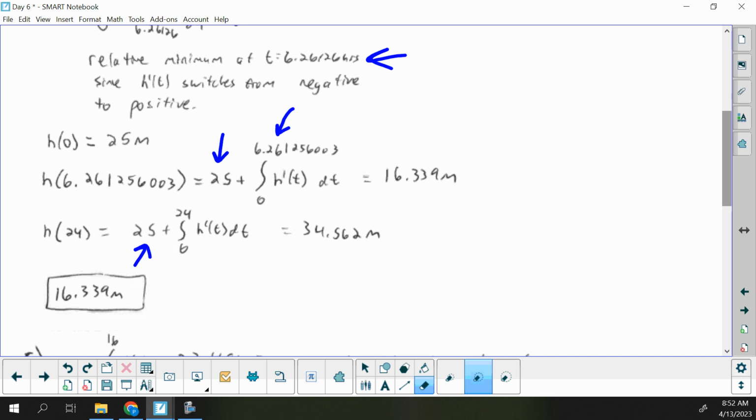Same thing for the 24. Started at 25. This is 0 here. Do the integral of the time period we're adding on, and then look for the one that's the smallest overall, so we get the 16.339. Notice I kept this out a ways because we want the final answer to be rounded to 3 places, not that t value.